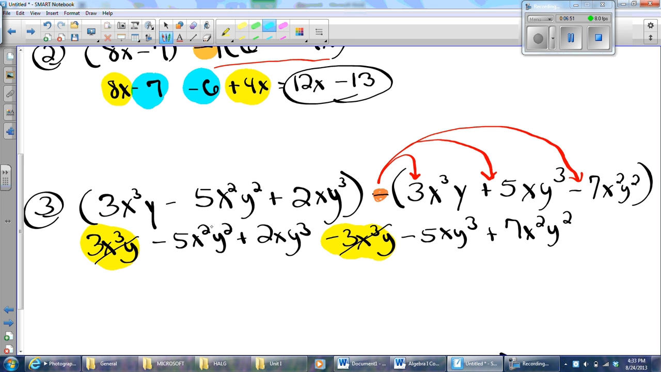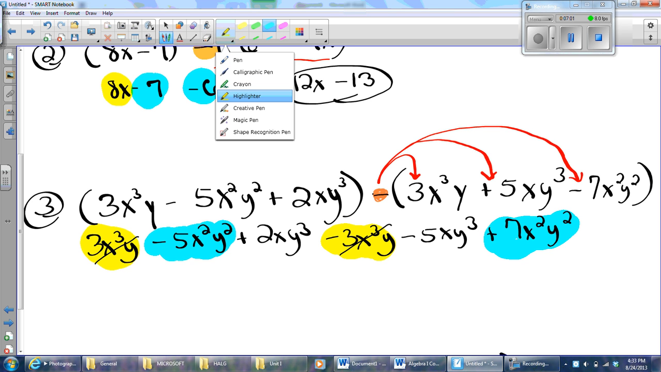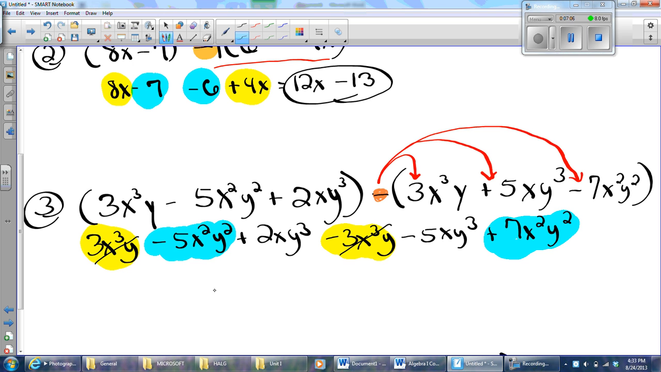Okay, so I have a negative 5x squared y squared, and I have a positive 7x squared y squared. Well, if I think about that, I've got 5 negatives and 7 positives. I must have 2 positives left. 2x squared, oops, y squared. I almost wrote x squared, x squared. There we go.